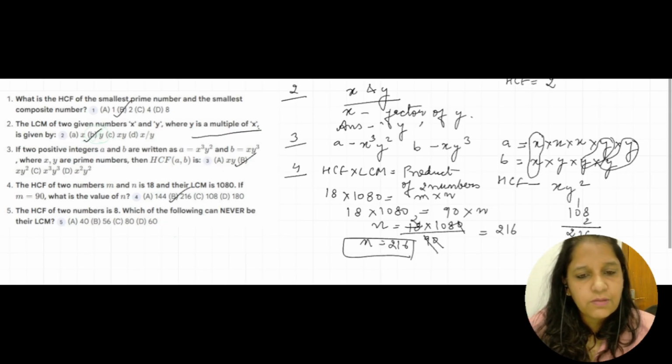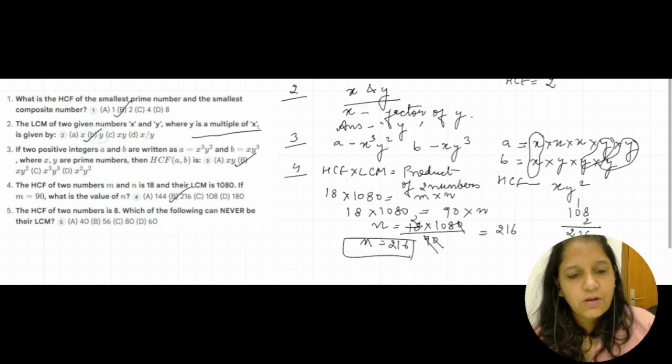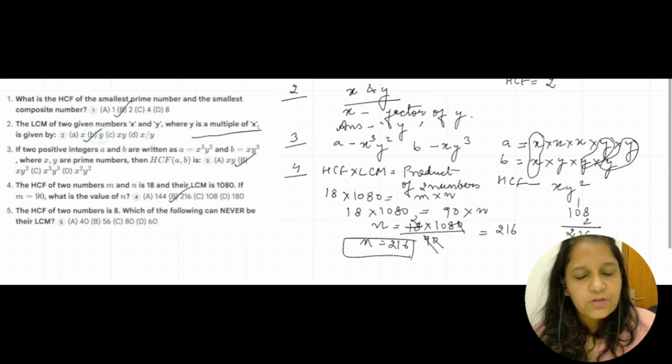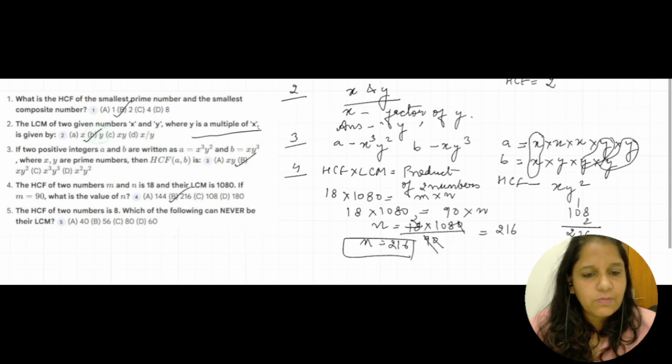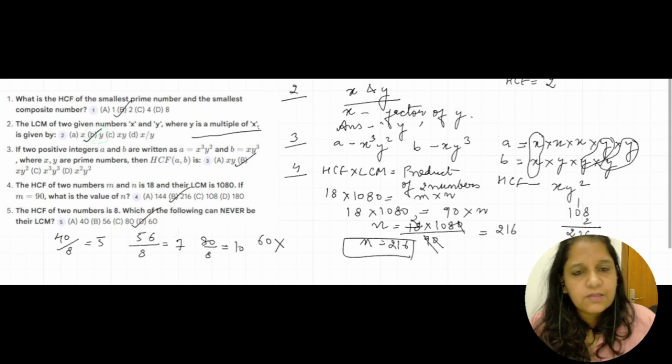The HCF of two numbers is 8. Which of the following can never be the LCM? We know the HCF should always divide the LCM. So we will check with which number 8 is going to be completely divisible. Look at 40: 8 into 5 is 40. This is not the answer. 8 into 7 is 56. So this is again not the answer. Then 80 divided by 8 is 10. This is not the answer. So 60 is not completely divisible by 8 and hence D is the answer.